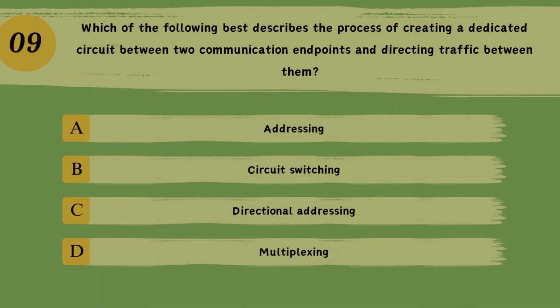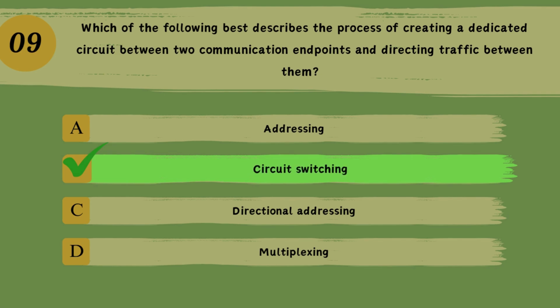Question 9. Which of the following best describes the process of creating a dedicated circuit between two communication endpoints and directing traffic between them? A. Addressing, B. Circuit switching, C. Directional addressing, D. Multiplexing.